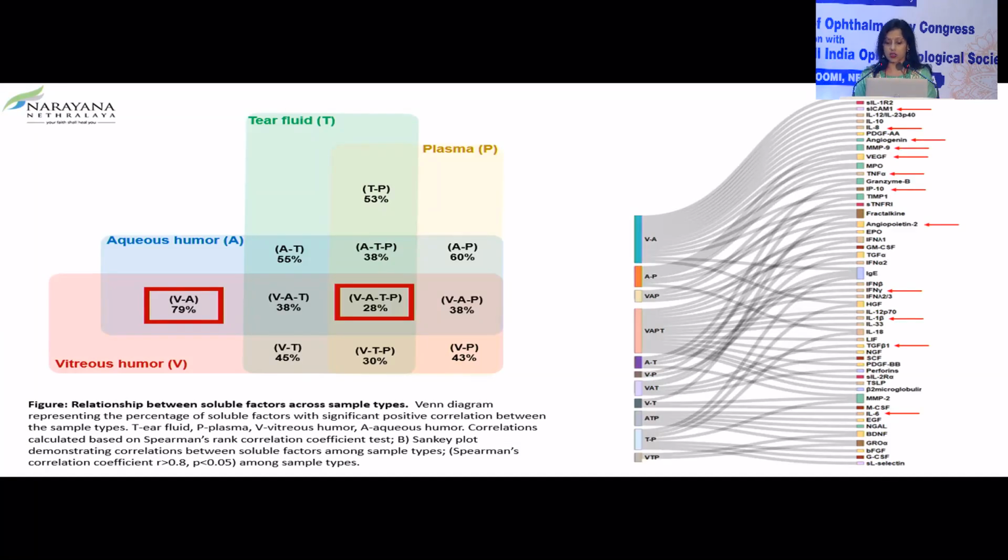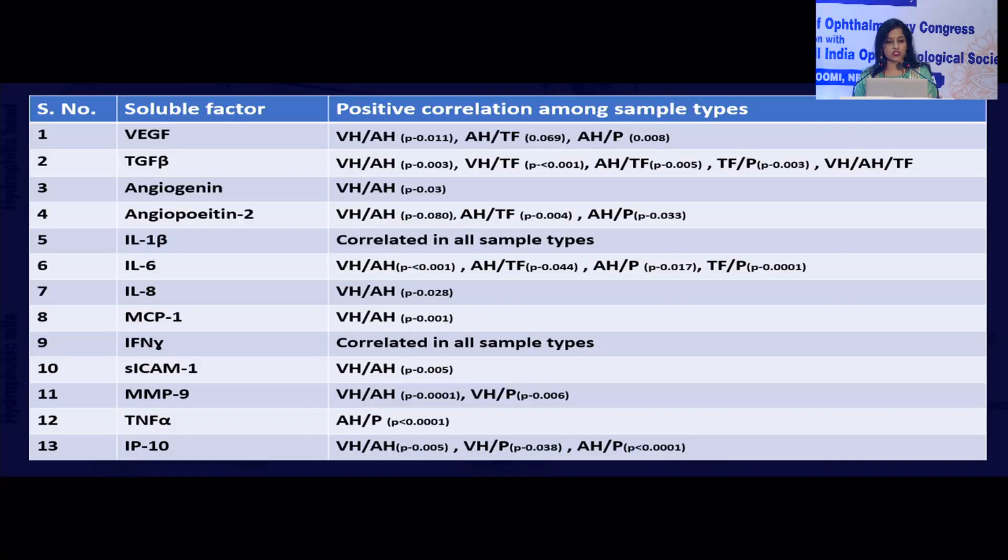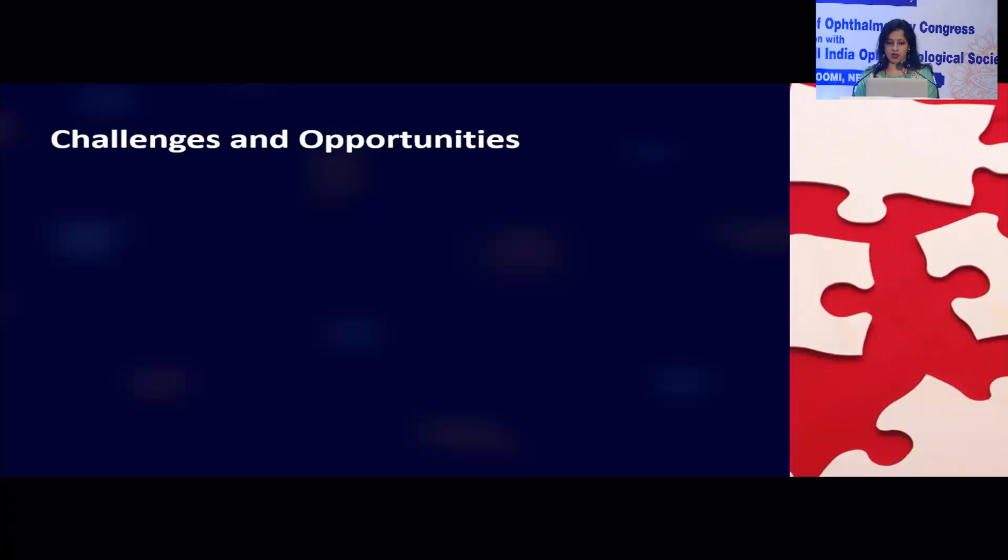Now this is something called a Sankey plot. This basically demonstrates the complex interplay between the soluble factors and the sample source, and the red arrows actually indicate clinical significance or potential drug targets, which are now listed here. Now besides the usual VEGF and the angiopoietin, you can also see a whole lot of other inflammatory markers.